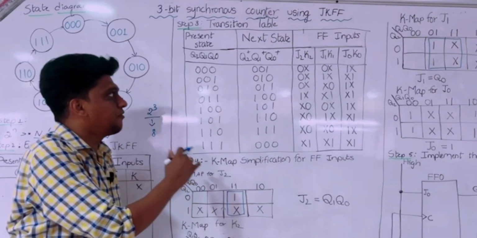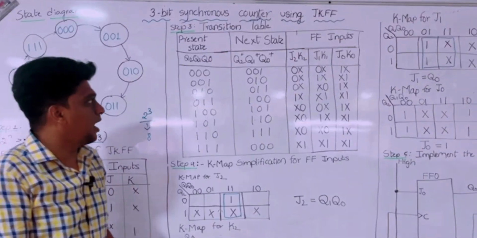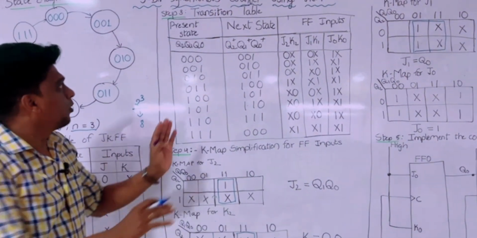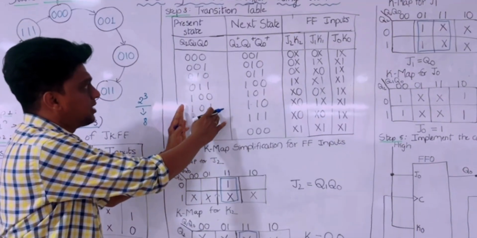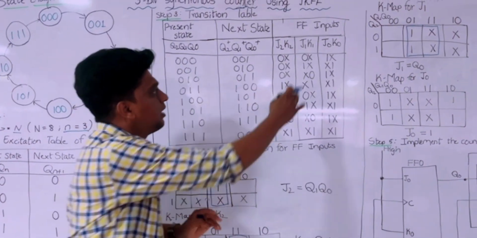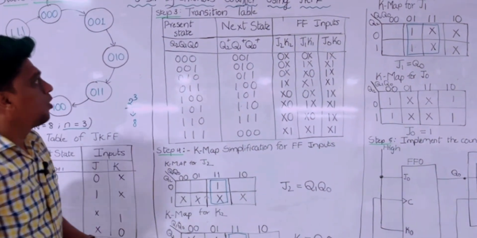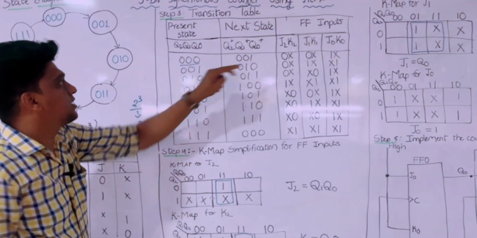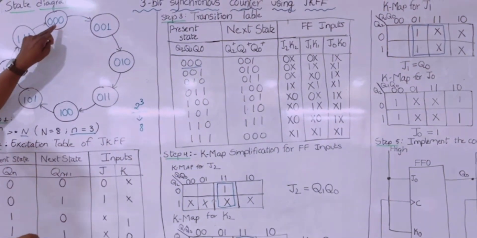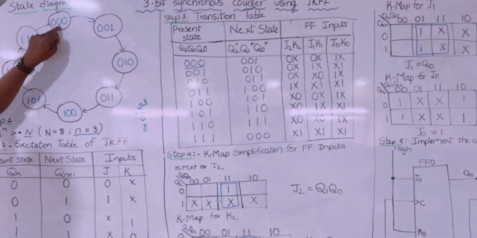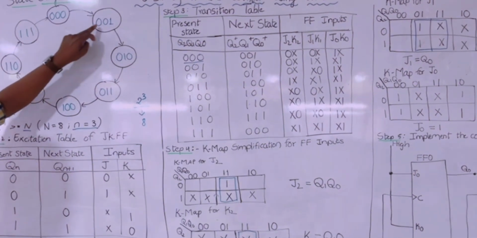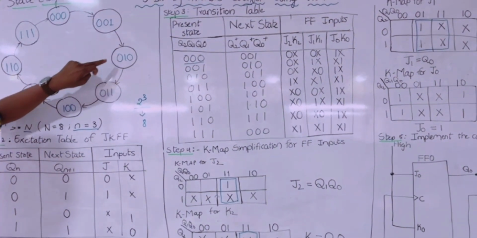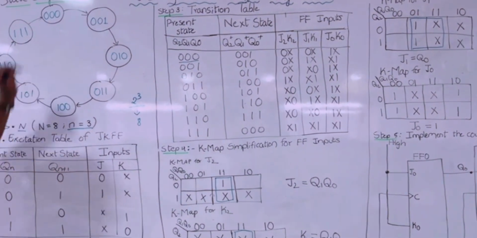Step 3 is finding the transition table. We already know how the excitation table has been made. First we define the present state, then the next state, then the flip-flop inputs. If this is the present state, this one is the next state. For example, if the current state is 0, the next state is 1. When it moves to 1, the next state is 2. When the current state is 2, the next state is 3. Likewise it will work.